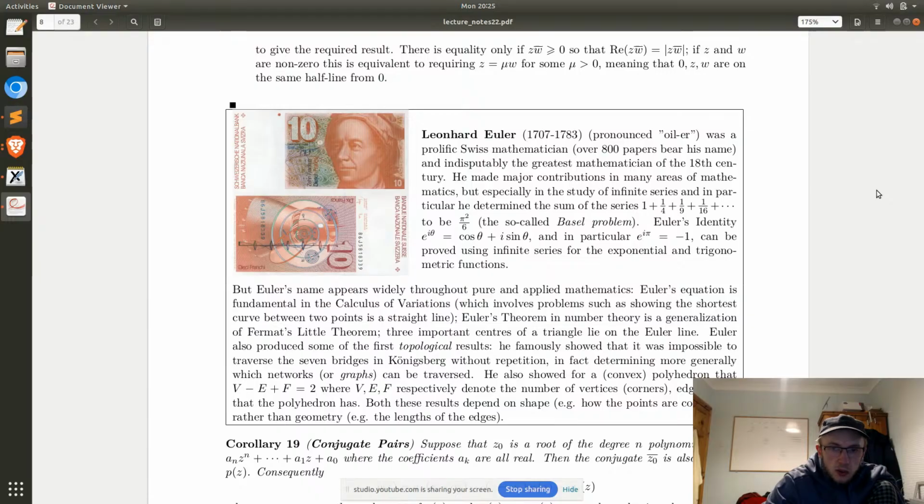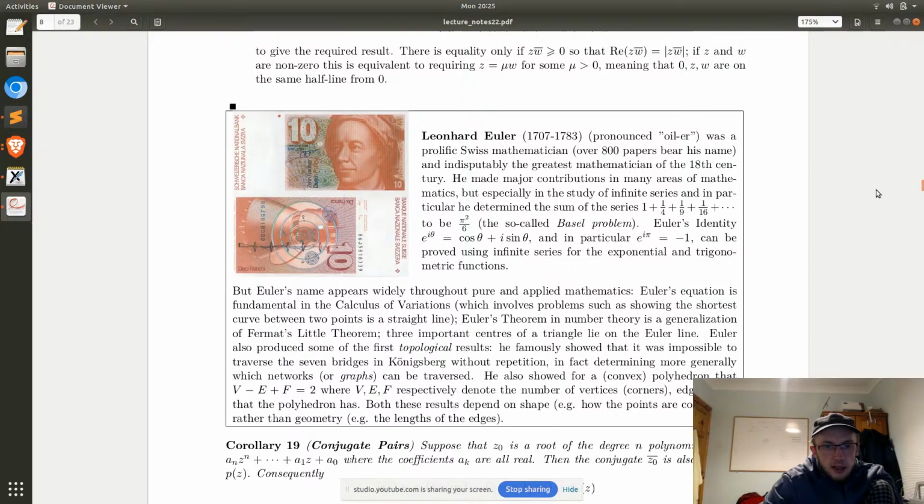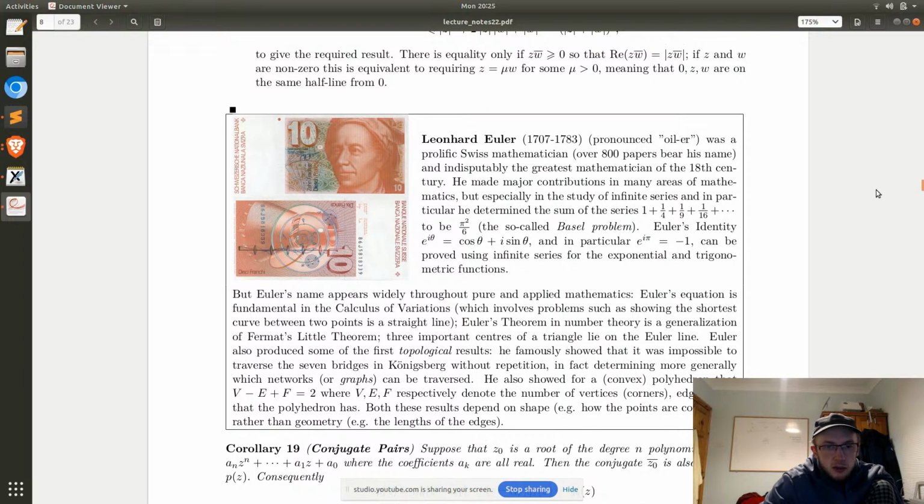He also showed for a convex polyhedron that V minus E plus F equals 2, where V, E, and F respectively denote the number of vertices, or corners, edges, and faces that the polyhedron has. Both these results depend on shape, e.g., how the points are connected, rather than geometry, e.g., the lengths of the edges.